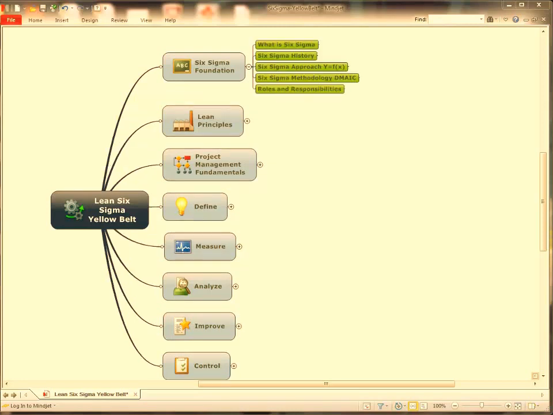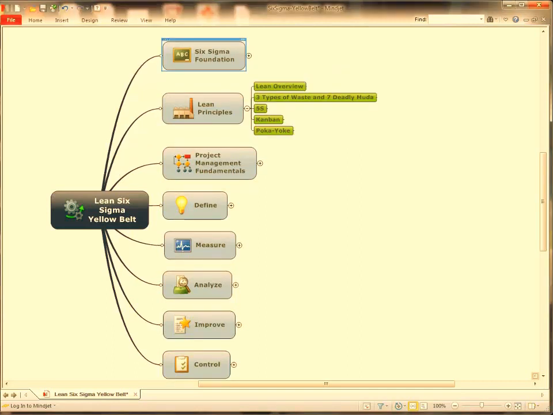In the Six Sigma Foundation module, we will cover what is Six Sigma, Six Sigma history, so where did Six Sigma originate and how did it get to where it is today, the Six Sigma approach, otherwise known as the transfer function y is a function of x, the Six Sigma methodology DMAIC, which stands for Define, Measure, Analyze, Improve, and Control. And then we'll learn about the roles and responsibilities in Six Sigma. So this is the roles and responsibilities of the different team members and players in the organization that are typically involved in Six Sigma projects.